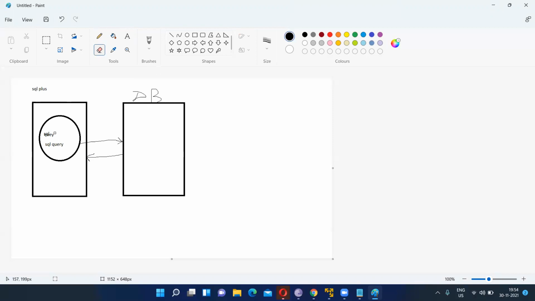So this is the structure. We should be very, very clear. First is the SQL Plus where the SQL queries are written. The query will interact with the database. With respect to the query, the question asked to the database, we'll get the output. Is it clear? Yes, clear.